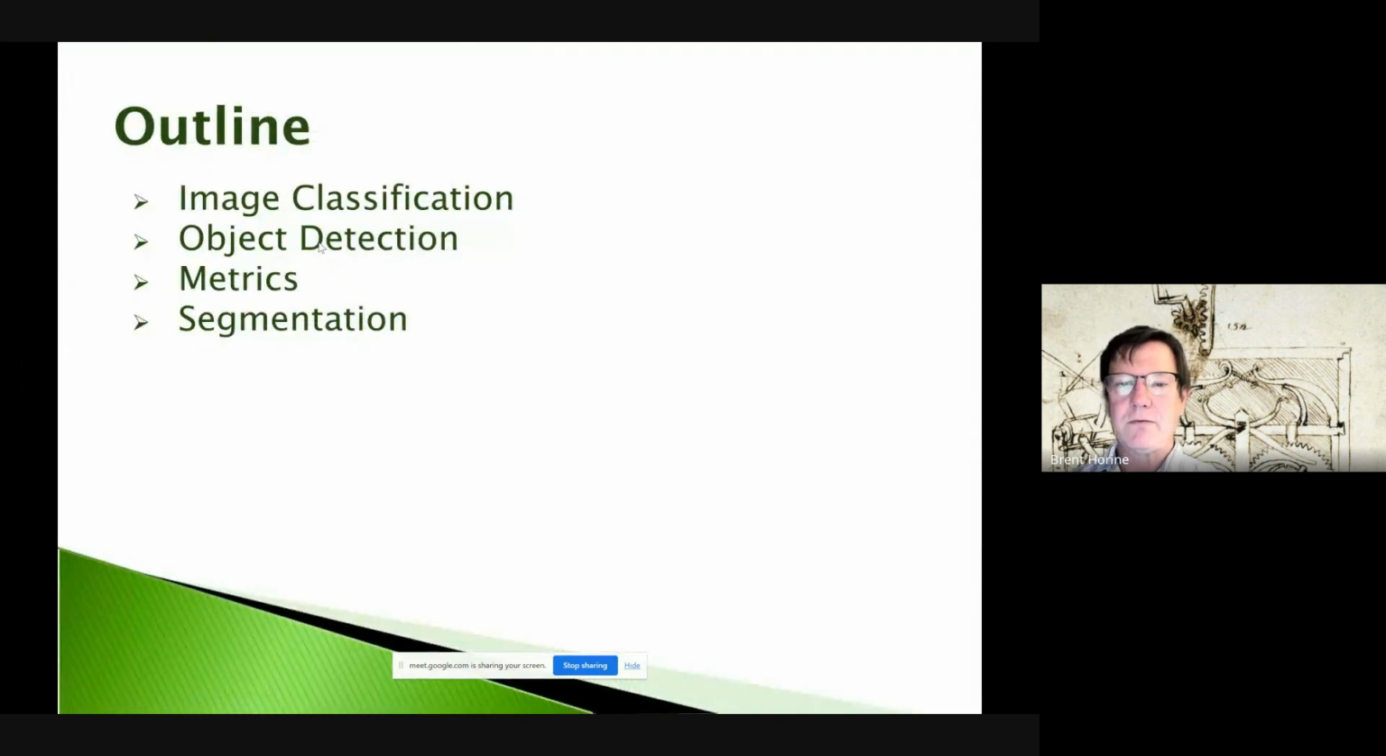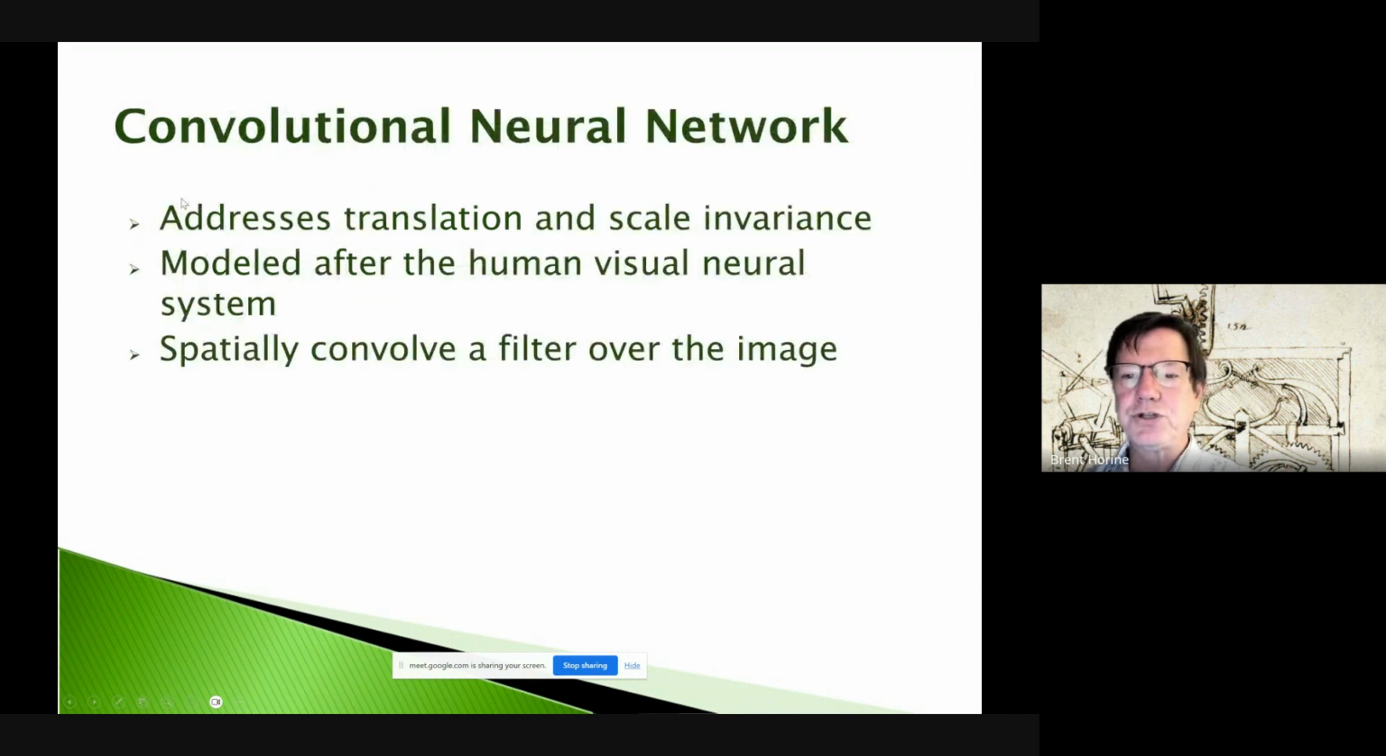So now we're going to look briefly at image classification, look a little deeper at object detection, and talk about metrics a little bit, and segmentation. I don't think we're going to get to these in this lecture, so I've only got a couple of slides on those. I should have updated this because we're going to talk about convolutional neural networks first, right?